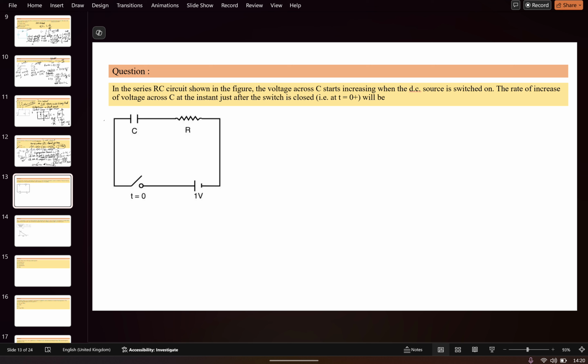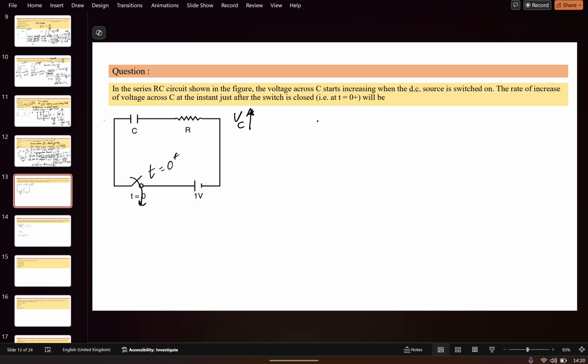Okay, let me solve this question for you guys. If you see in this question, a series RC circuit is shown in the figure. The voltage across C starts increasing when the DC source is switched on. It says that at t equal to 0 plus the switch is closed and the voltage across C goes on increasing.